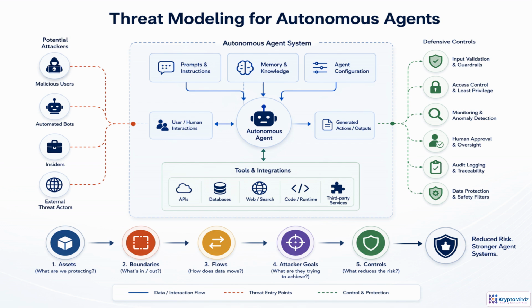Threat modeling gives us a disciplined way to reason about agent risk. Start with the assets: data, permissions, tools, and decisions the agent can affect. Then define boundaries, such as where user input, memory, APIs, code execution, and human approval cross trust levels. Next, trace the flows, because attacks often travel through normal interactions. From there, ask what an attacker wants: data theft, tool misuse, policy bypass, or harmful actions. Finally, map controls to those paths. The goal is not perfect prediction. It is finding the highest impact risks early enough to reduce them.